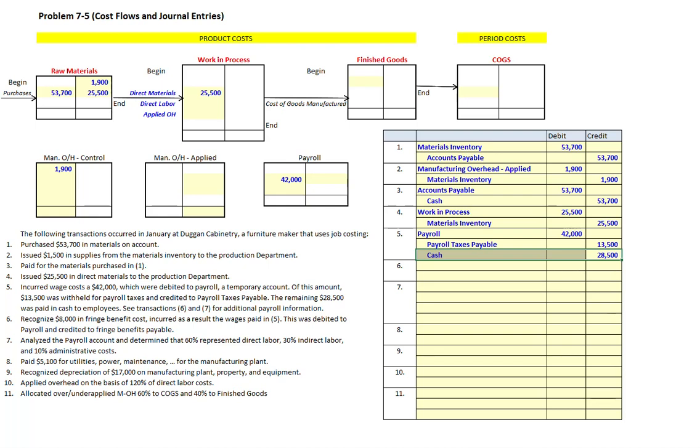Number 6, we're recognizing $8,000 in fringe benefit costs, so we will debit payroll expense for $8,000, and we're told that we are going to credit fringe benefits payable for $8,000.